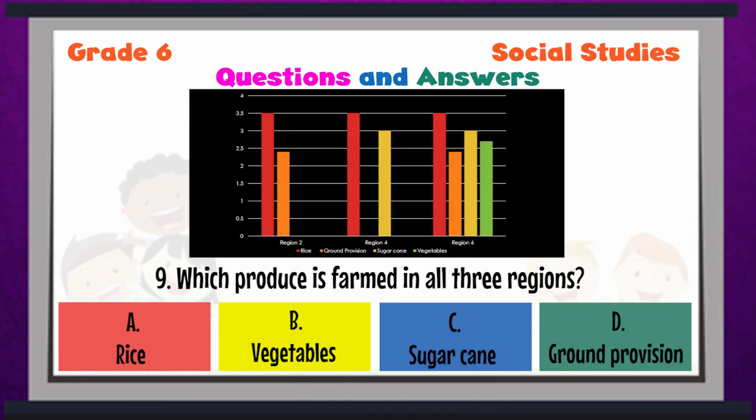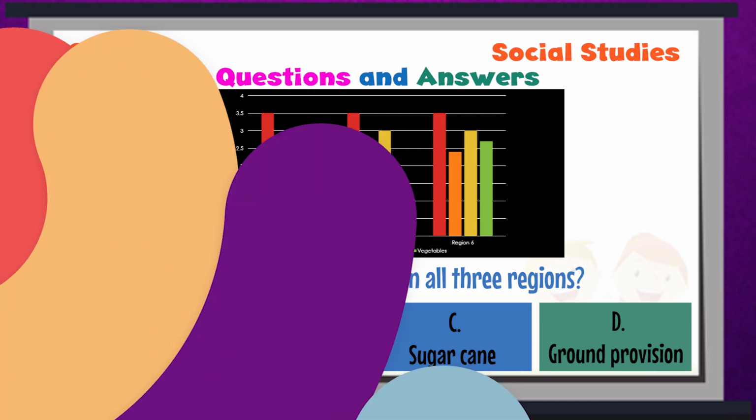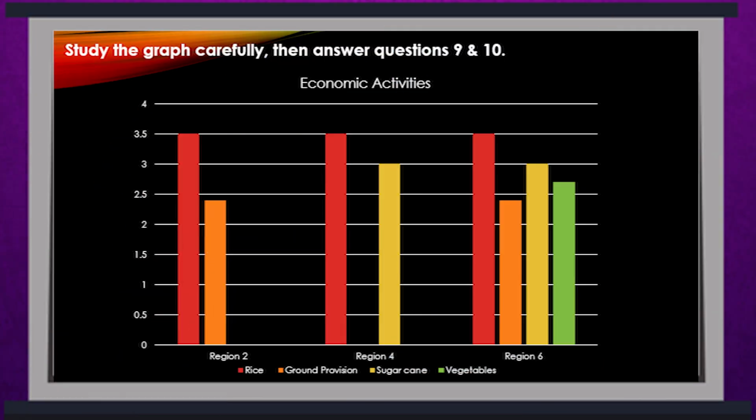Let's look at it. Which produce is farmed in all 3 regions? A, rice, B, vegetables, C, sugar cane, or D, ground provision? The answer to question 9 is A, rice. If you look at the graph, you will notice that rice has a block in each of the regions that is presented on the graph.